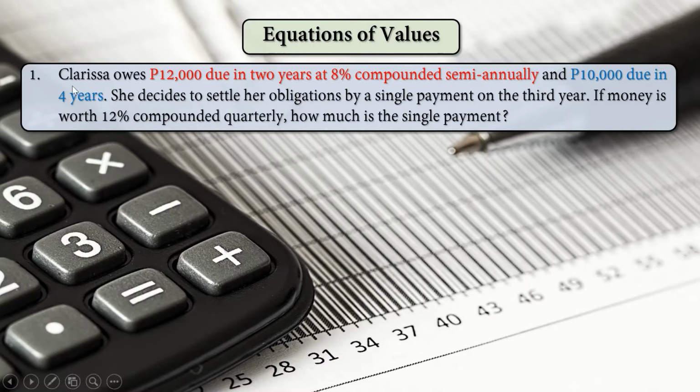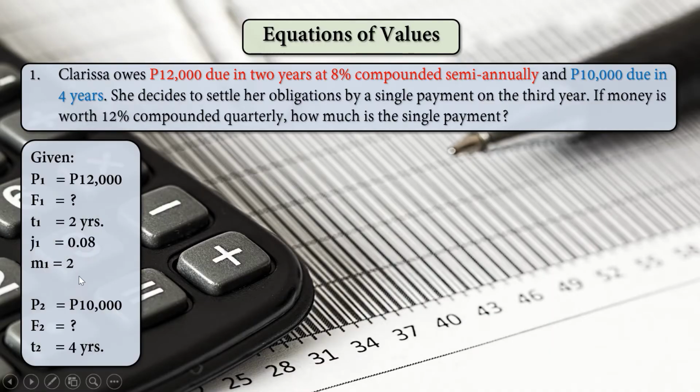So in understanding the problem, Clarissa, umutang siya ng 12,000 pesos due in 2 years, 8% compounded semi-annually, and then 10,000 pesos due in 4 years. So, etong 10,000 na to, wala siyang interest. And Clarissa decides na babayaran yung obligation niya ng isahang payment lang on the third year. So, in between nung dalawang periods na yon niya babayaran yung lahat-lahat. And then, if money is worth 12% compounded quarterly, how much is the single payment? Kung magkano lahat-lahat yung kanyang babayaran sa isahang bayad lang during the third year.